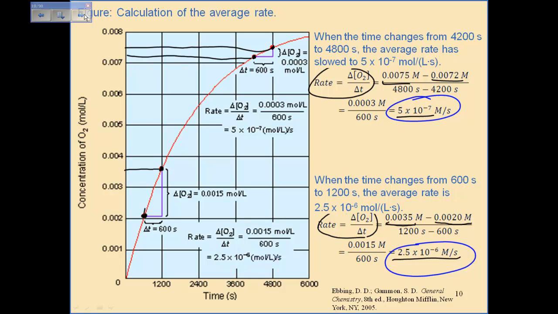So we agree that rate is changing over time. The other issue was we said that rate will be decreasing over time. Let's see if that holds true. Well, 10 to the minus 6 is larger than 10 to the minus 7. So yes, rate is decreasing over time. It is slower up at the top where the concentration has decreased. So the rate of reaction decreases as the reaction proceeds.